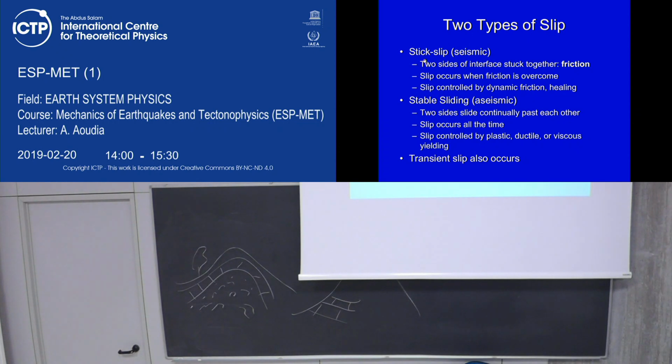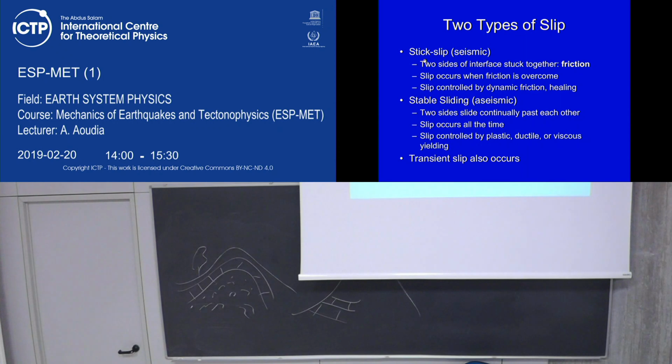Another type of slip, which is the aseismic slip, is the continuous sliding, or what we call stable sliding. The former is called unstable sliding. This is called stable sliding. The two sides of the fault slide continuously past each other with 1 millimeter, 2 millimeters, 3 millimeters, 4 millimeters, or whatsoever per year. So this is one part of the continuous spectrum of deformations that I've been showing to you in the beginning.